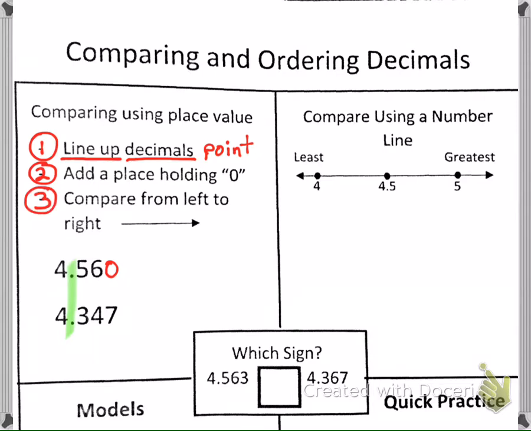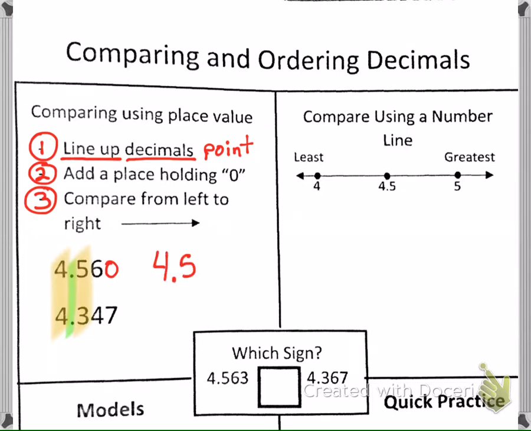Step 3, we're now going to compare from left to right. On the left, I have the very first place value, which is the ones place, and that's just a 4 and a 4. So it doesn't help me compare which one is bigger or smaller. I have to move on to the next place value, going from left to right. The next one is the 5 and the 3, which is the tenths place. Because these two numbers are different, now I can compare them and say which one is bigger and which one is smaller.